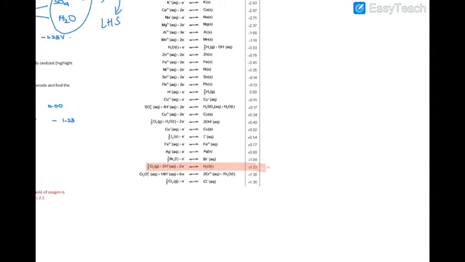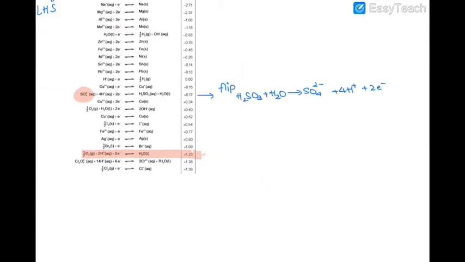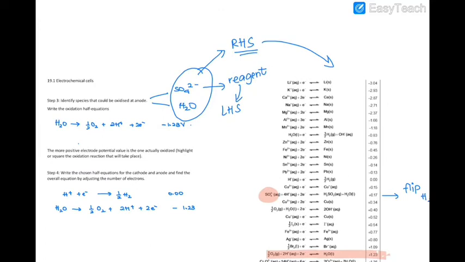I have H2O here on the right hand side. But when I look at the equations, I find SO4 2 minus on the left hand side, which means that if we flip it to have an oxidation reaction, SO4 2 minus is not behaving as a reagent here, it's behaving as a product. So actually we don't have any equation in the electrochemical series where SO4 2 minus is acting as a reagent.